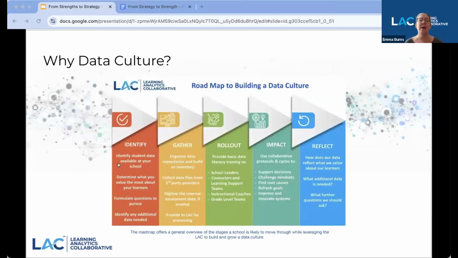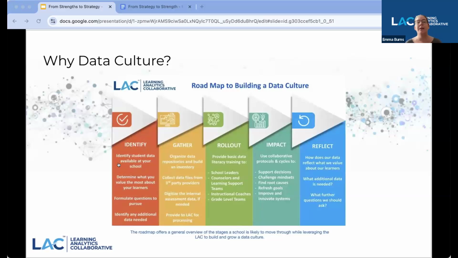And I want to start by just talking a little bit about my role at the LAC and why this idea of a data culture is so important to me. So I'm the professional learning coordinator, and many of you know and work with Piotr, who works on the analytics, on building the platform with the engineering team, making sure that your data is presented in a usable way.